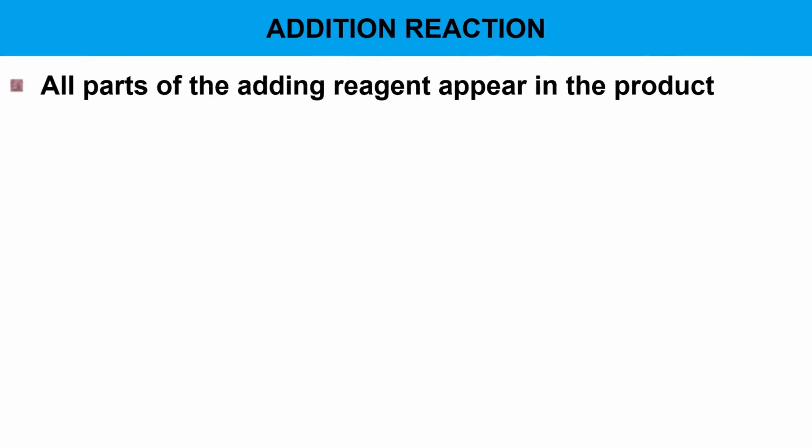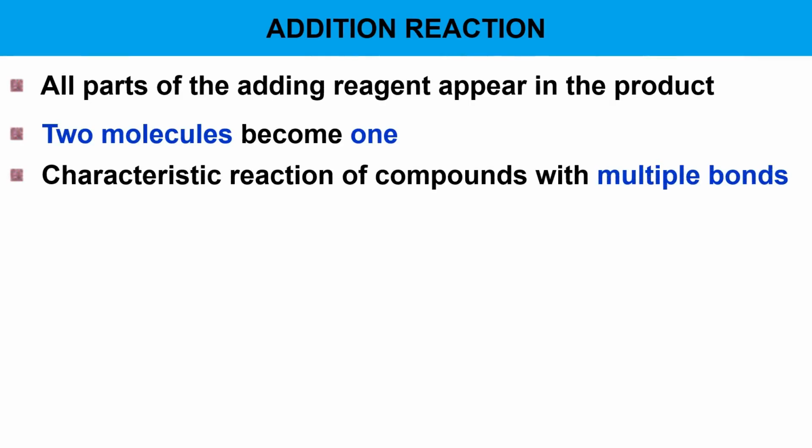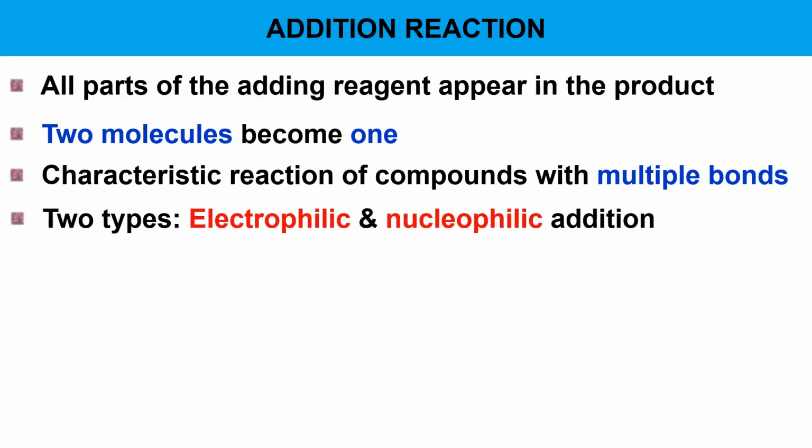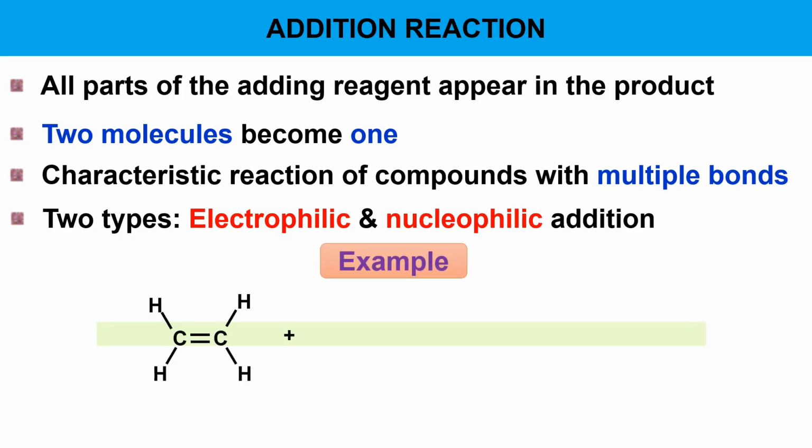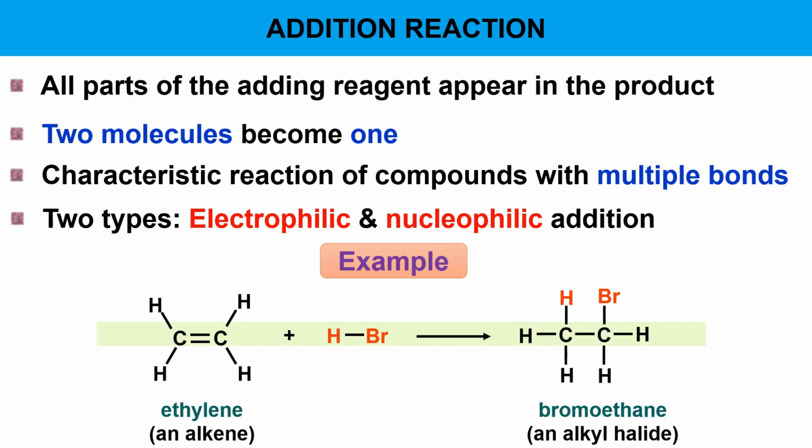Addition reaction. All parts of the adding reagent appear in the product. Two molecules become one. A characteristic reaction of compounds with multiple bonds. There are 2 types of addition reaction: electrophilic and nucleophilic addition. Example: hydrohalogenation of alkene. HBr is added to an alkene, which is unsaturated, to produce a haloalkane, which is saturated.